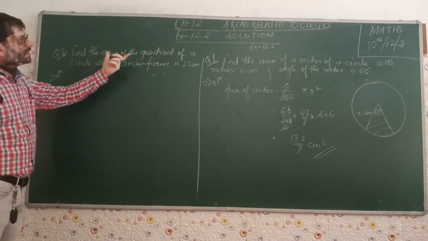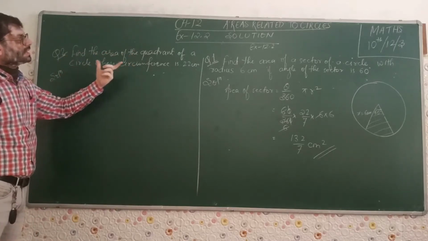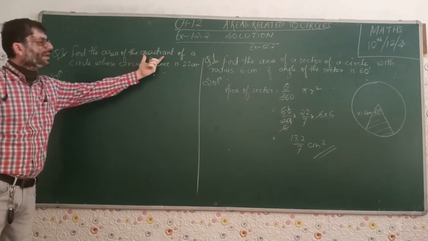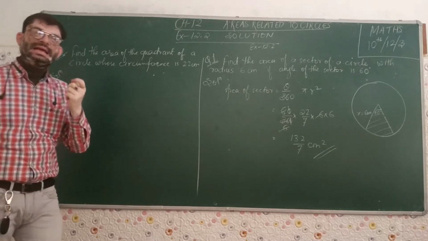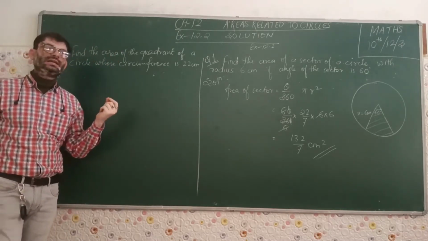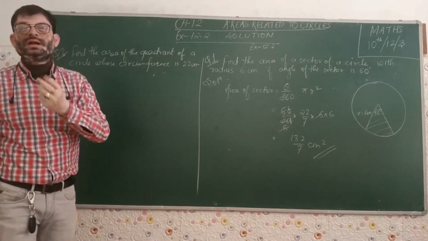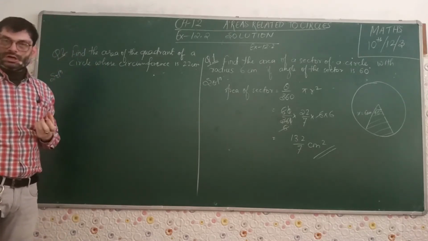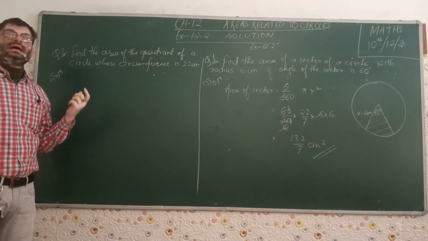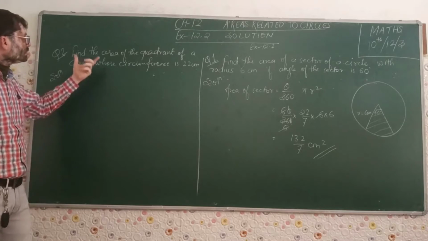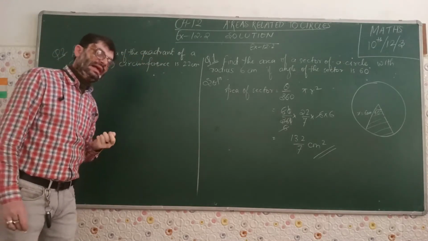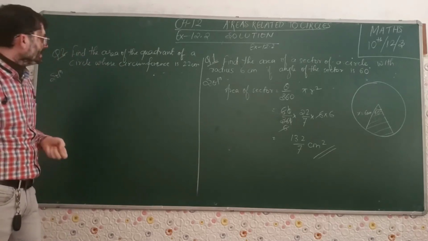Find the area of the quadrant of a circle whose circumference is 22 cm. Find the area of the quadrant. Quadrant means 90 degree. We have learned in coordinate geometry last year in class 9 that the graph is divided into 4 parts and each part is called a quadrant. First quadrant, second quadrant means each part the angle is 90 degree. Here also in terms of circle, quadrant means theta is 90 degree. The central angle is 90 degree.